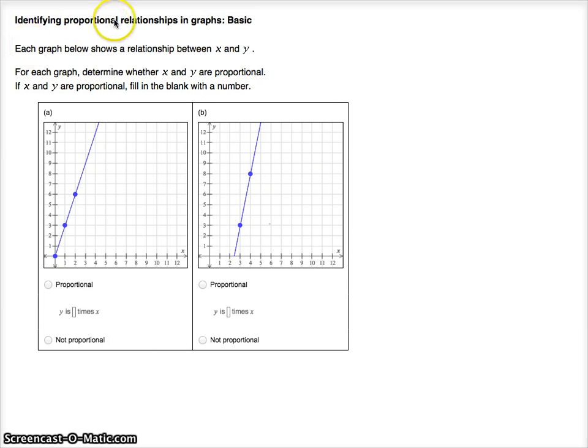Identifying proportional relationships in graphs. Basic. So basic only means they're going to give you two graphs and they're going to be straight lines and it's going to be pretty easy to determine yes or no.